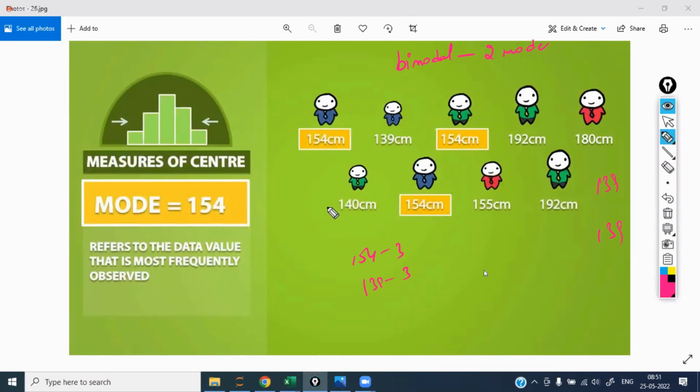When you have 2 modes, it is called bimodal. Sir, for example, I have data like this: 1, 1, 1, 2, 2, 2, 3, 3, 3, 4, 4, 5, 5, 6, 6, 7, 8, 9, 10. So these are the numbers. Now in this case, what is the mode?